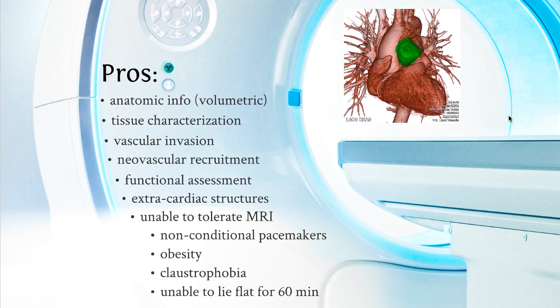Also, the patient has to be able to lie flat for a long period of time for cardiac MRI. The protocol typically lasts around an hour. So if the patient can't lie flat for 20 minutes, they're not really a candidate for MRI. Whereas in CT, they're only going to have to lie on the table for 5 or maximum 10 minutes.